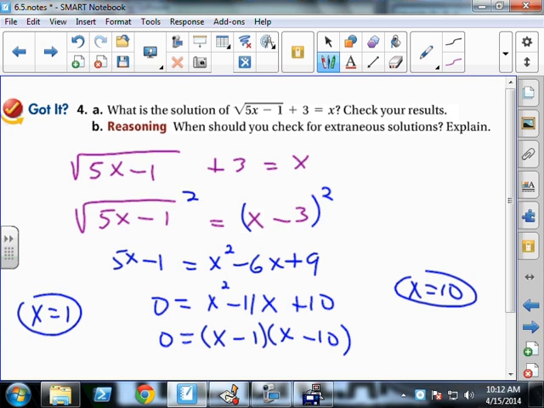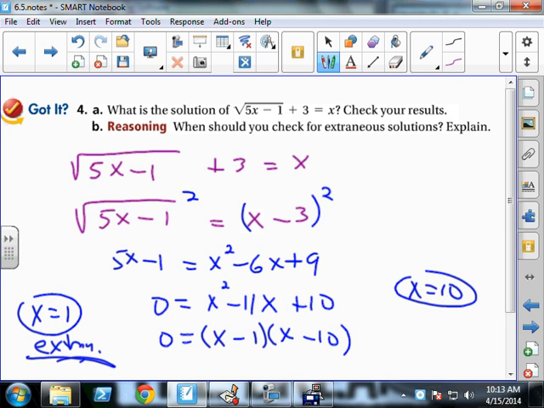So let's check. 5 times 1 is 5. 5 minus 1 is 4. Square root of 4 is 2. 2 plus 3 is 5. But 5 doesn't equal 1. So what does that mean? Well, it means that 1 is my extraneous solution. Now 5 times 10 is 50. 50 minus 1 is 49. The square root of 49 is 7. 7 plus 3 is 10. 10 equals 10, so 10 is the solution.